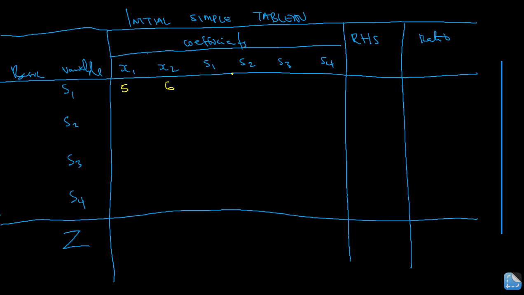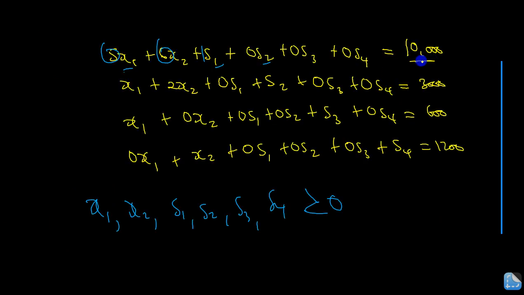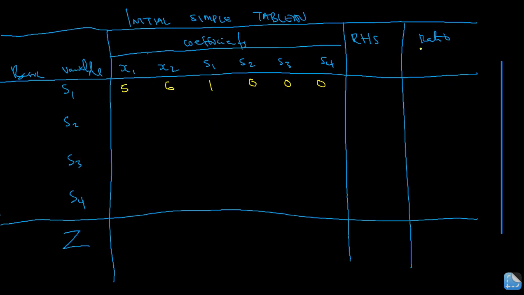S1 1. S2 0. S3 0, S4 0. What is the value on the right hand side? The value on the right hand side is 10,000. So we come here and we write our 10,000 like that.